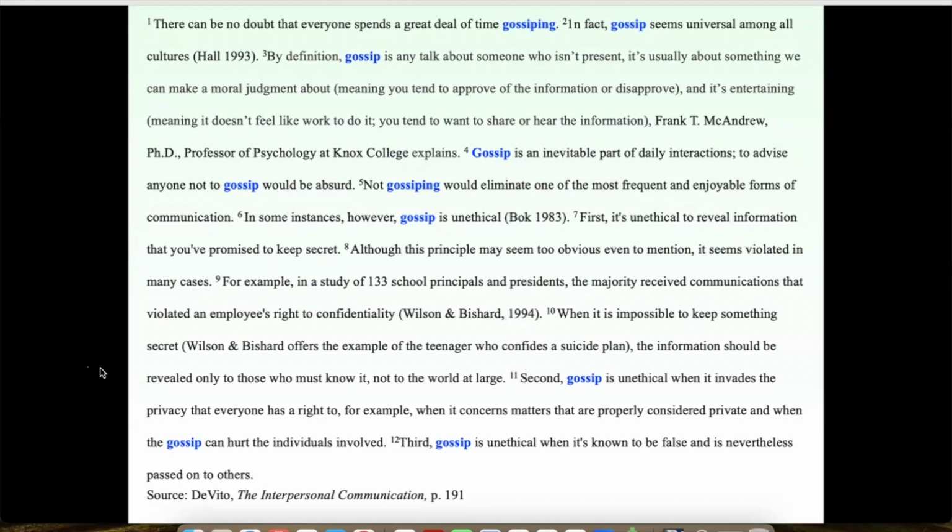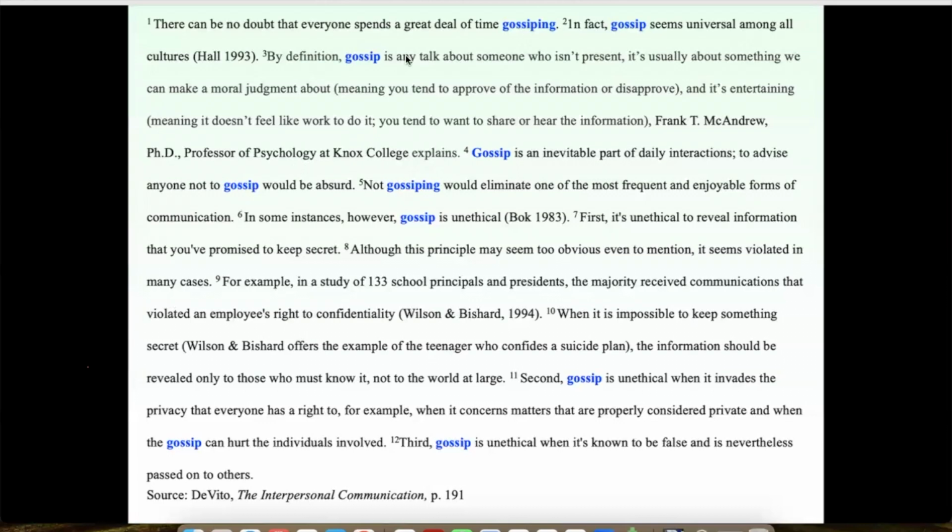Second, gossip is unethical when it invades the privacy that everyone has a right to, for example, when it concerns matters that are properly considered private, and when the gossip can hurt the individual involved. Third, gossip is unethical when it's known to be false and is nevertheless passed on to others.